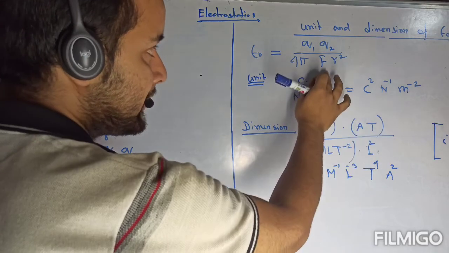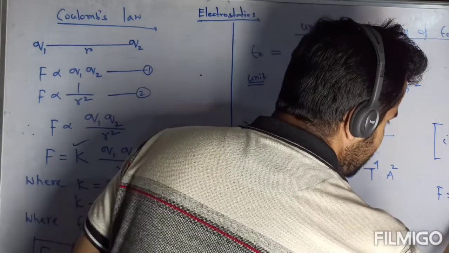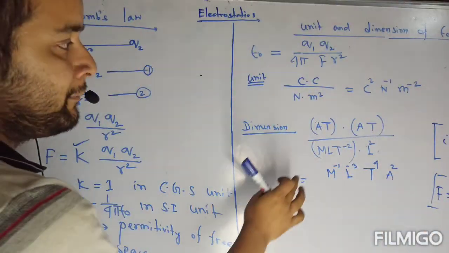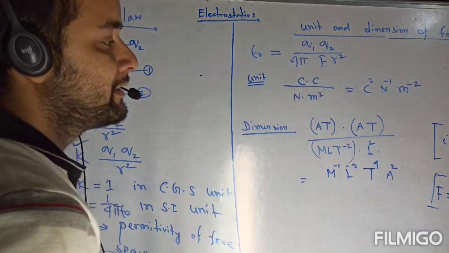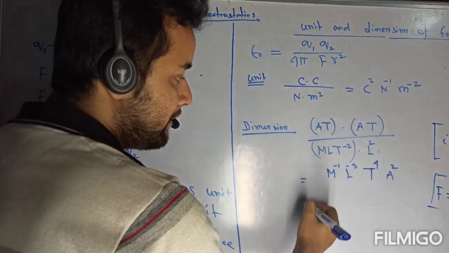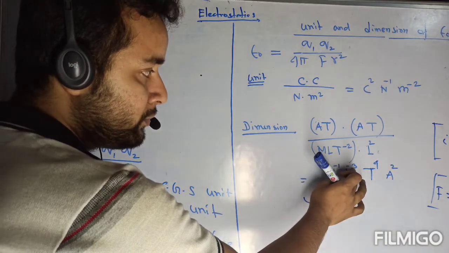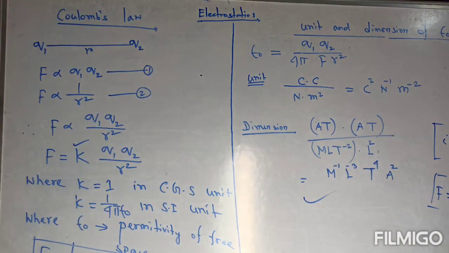And we know what is the dimension of force? The dimension of force equals M L T to the power minus 2. So I'm putting the value M L T to the power minus 2. And what is the dimension of distance? That is L, so it will be L square. After solving this, the dimension will be M inverse L to the power minus 3 T to the power 4 A square. So this will be the dimension of epsilon naught. Okay. Please write it down.